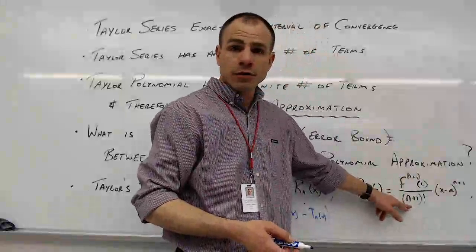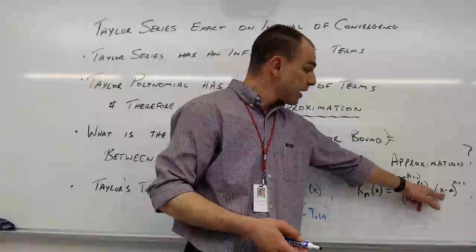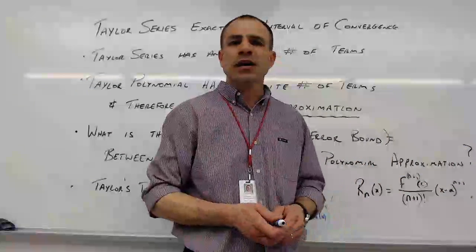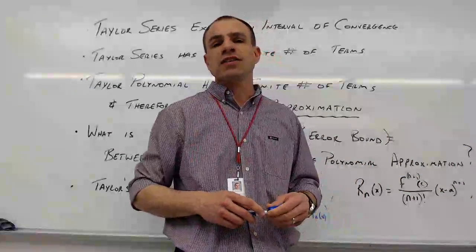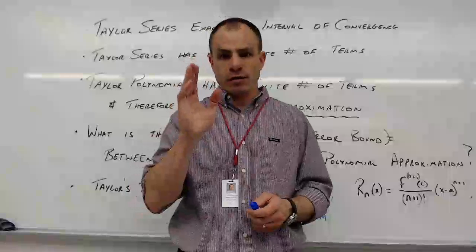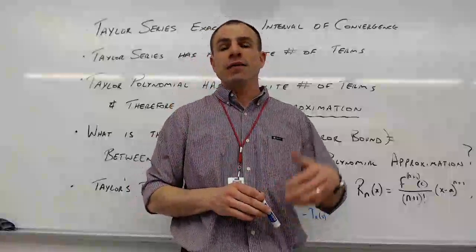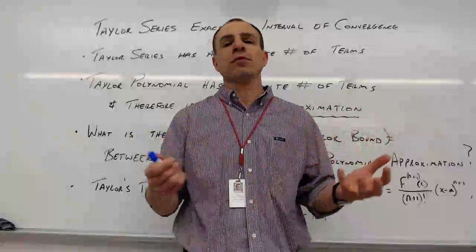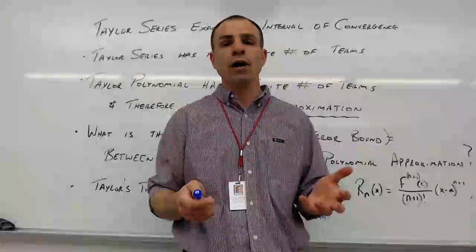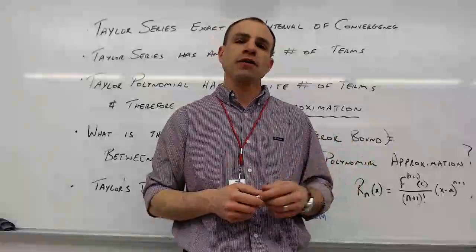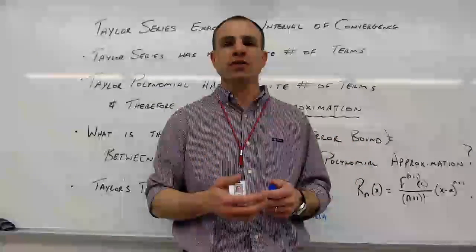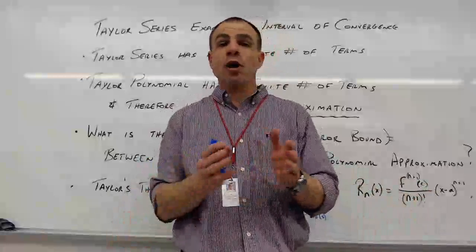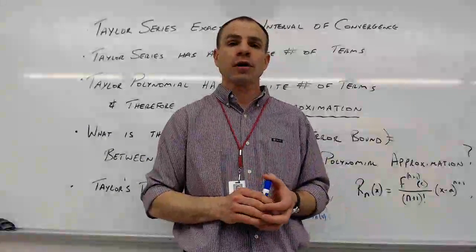And we see the n plus 1 factorial in the denominator and the x minus a to the n plus 1 power. The only difference is we see the c right here. What's that c? Well, that c is some value between where the series is centered and the approximation that we're interested in. So if, for example, the series was centered at x equals 1, and we're doing an approximation of the function at 1.2, then that c value needs to be somewhere between the 1 and the 1.2, right?